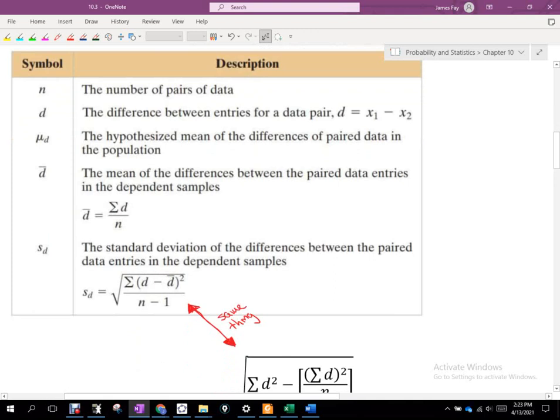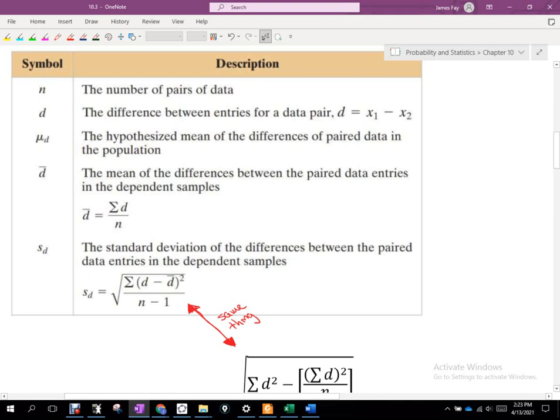D, obviously, is the difference between entries for the data, okay? So if there's 8 pairings of data, there's going to be 8 differences. If there's 12 pairings of data, there's going to be 12 differences, okay? Mu sub D is the hypothesized population difference, or the hypothesized differences of the paired data in the population, okay?